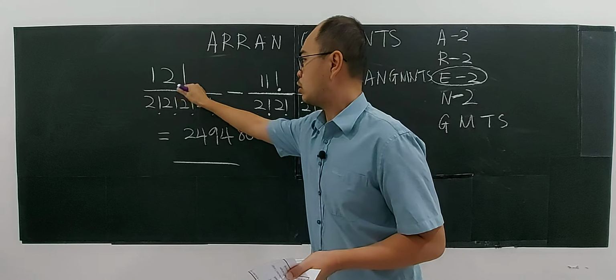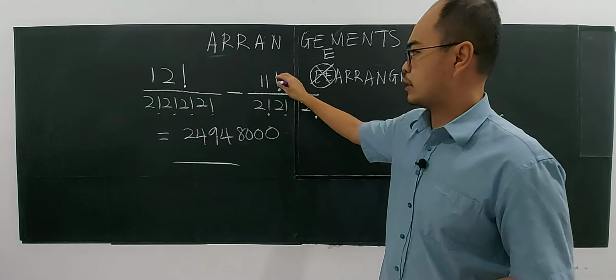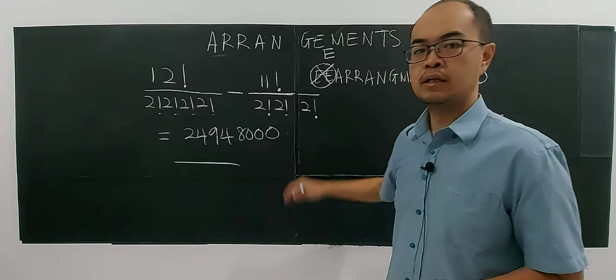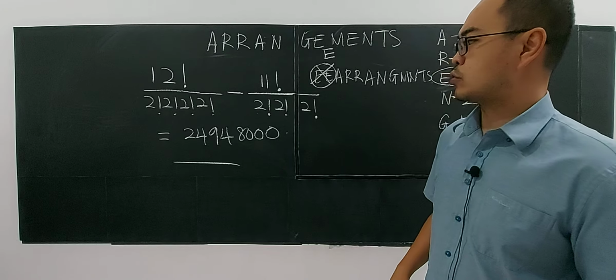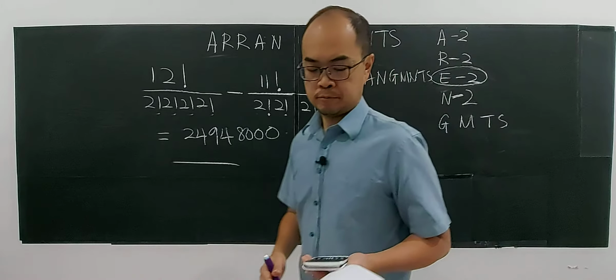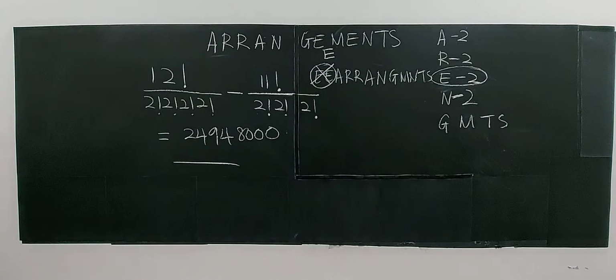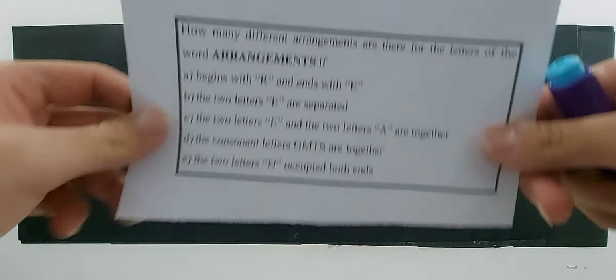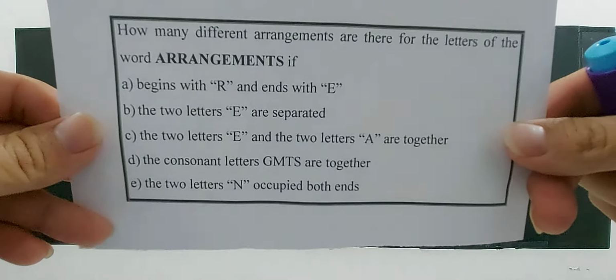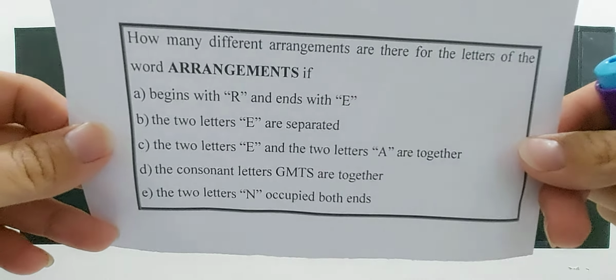When we subtract all the possibilities where the two E's are together, the remaining ones will be the arrangements where the two E's are separated. So that's all for part B, and let's move on with part C. Alright, let's look at part C. I think you're able to do part C if you already know how to do part B.